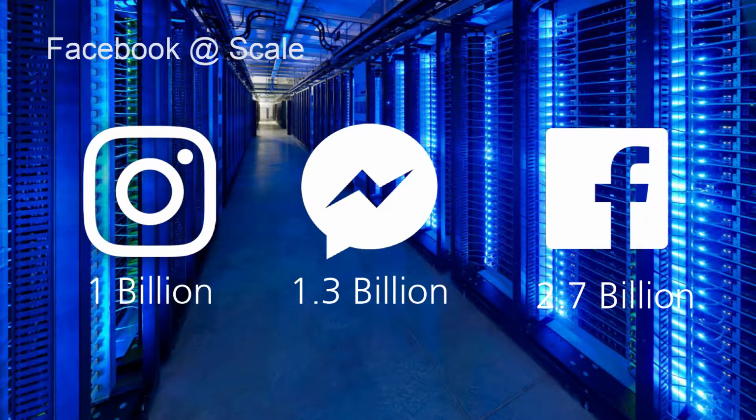And now let's look at Facebook at scale. Facebook is now up to 2.7 billion users, Messenger up to 1.3 billion, and 1 billion Instagram users. In this picture, you can see one row in one data hall. It's filled full of servers, networks, storage, and flash, and our goal is to give our users the optimum user experience, which clearly involves using lots of flash.